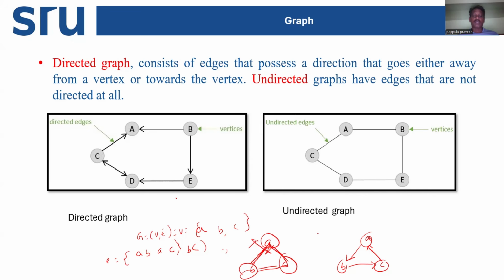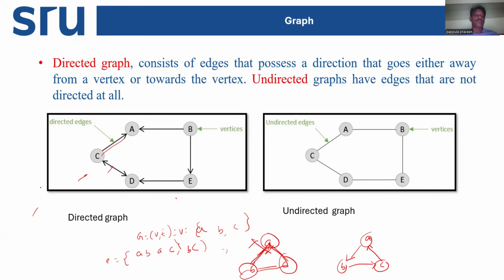Sometimes we have to take both directions. Here we have a directed graph. Observe C to A, and there is no edge from A to B, but B to A we have an edge. There is no edge from D to E, but E to D we have an edge. C to D is there, and D to C is also there. B to E is there.